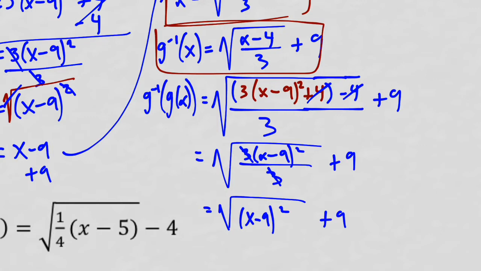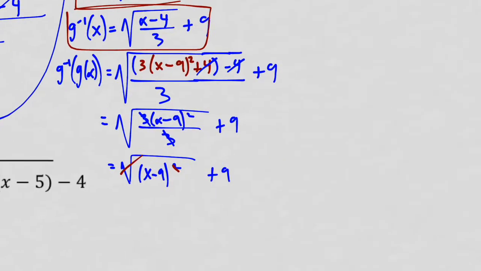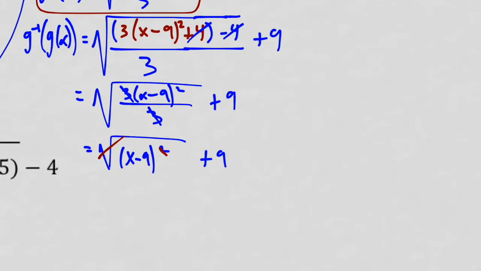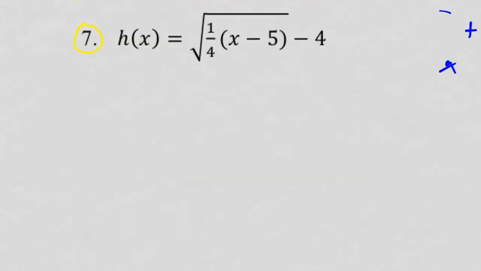Now the square and the square root cancel. You couldn't cancel it before because it had a 3 there that was not a perfect square. It had this 4 in the way. Now that's all that's left, so that you can cancel the square and the square root, leaving you with just x minus 9 plus 9. Now they cancel, and that's just x, and that's what we wanted. That confirms our work. Okay, number 7, same thing, same steps.